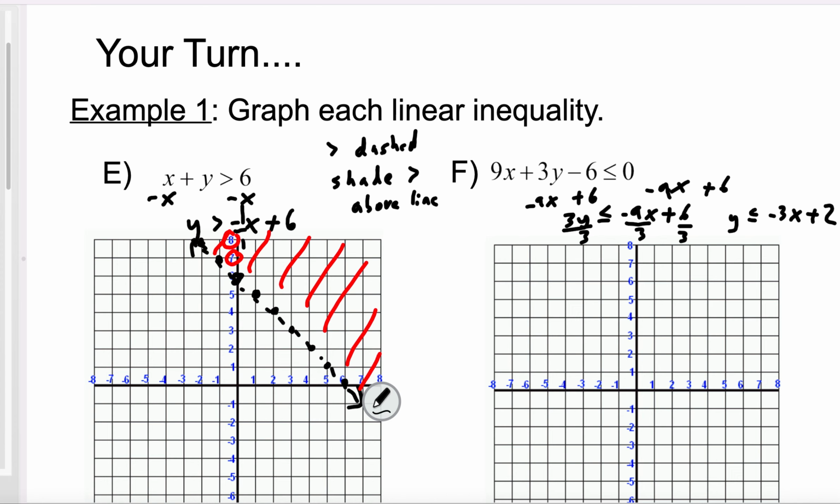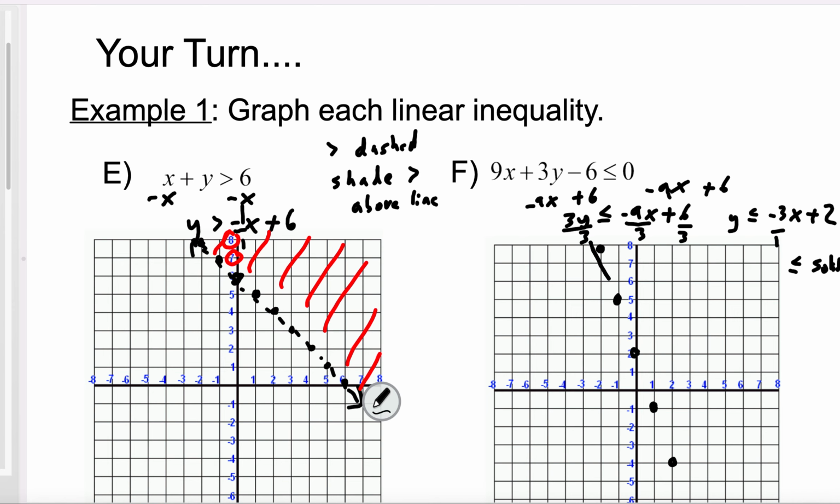So let's graph out that line. Our y-intercept there is 2. Our slope there is negative 3 over 1, so I'm going to come down 3 and run 1, come down 3 and run 1. And then I can go the opposite direction. I can go up 3 and run 1 to the left and connect my points. Since it's less than or equal to, that's solid.